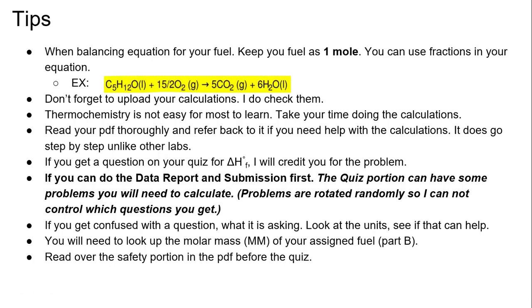Here's something that you need to know. The quiz has some calculations on it, and if you don't know what you're doing, you're going to get lost right out of the gate. So if you can do the data report and submission first, definitely do that, because then you will feel a little bit more comfortable answering the quiz portions that have these calculation problems in it. If you get confused with the question, basically what it's asking, try to break it down slowly. And once you think that you know what it's asking, know what those units are. If you know what the units are, you can set yourself up enough that you should be able to get through the steps.